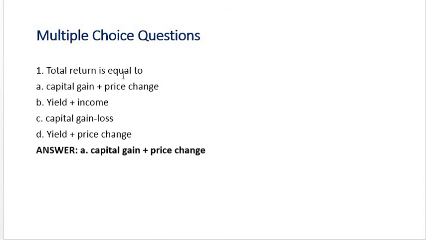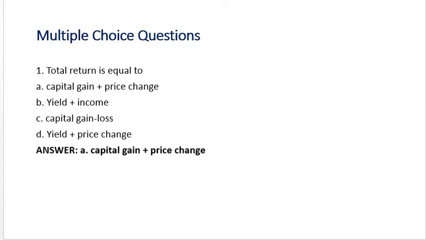So here total return is equal to capital gain plus price change, yield plus income, capital gain minus loss, yield plus price change. It is nothing but capital gain plus price change. So here we will get the answer as capital gain plus price change.